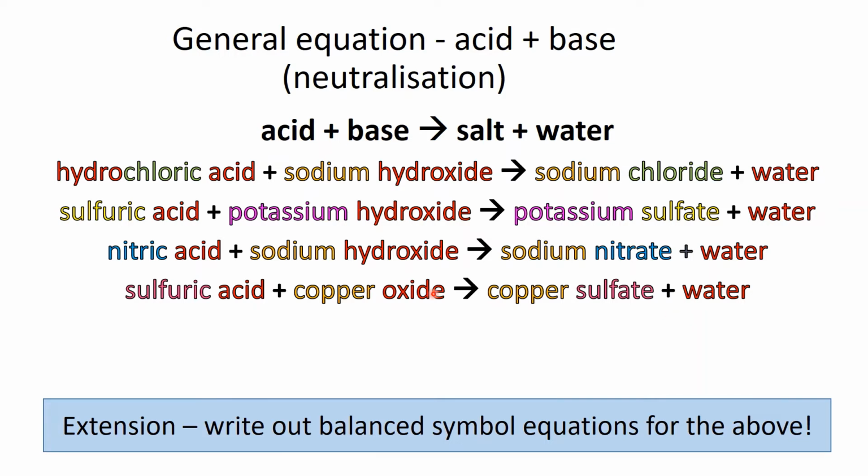If you're up for a challenge, have a go at some extension by writing out balanced symbol equations for the above. To give you a bit of a hint, hydrochloric acid, as we've seen, is HCl, sulfuric acid is H2SO4, and nitric acid is HNO3. Take care with the charges on the ions to work out the formula.